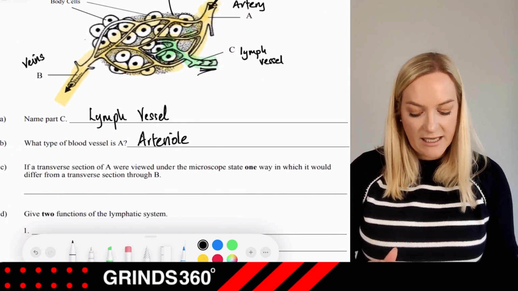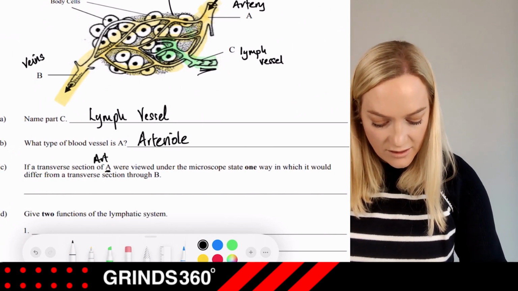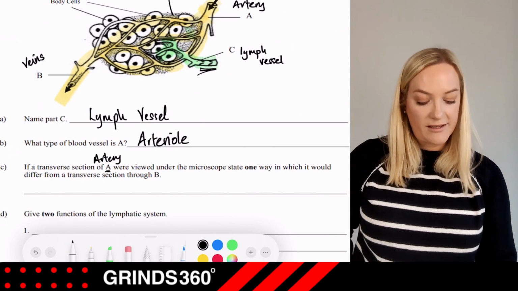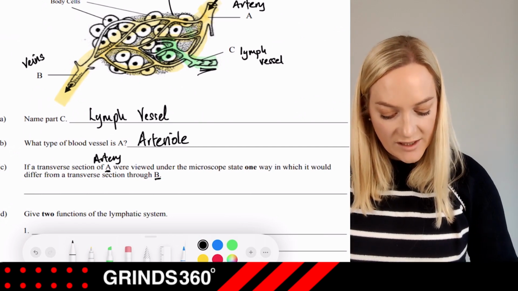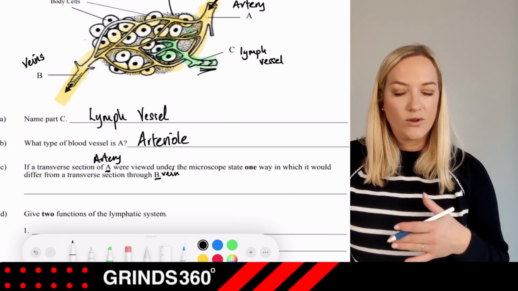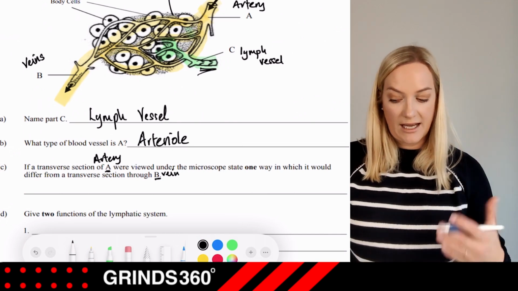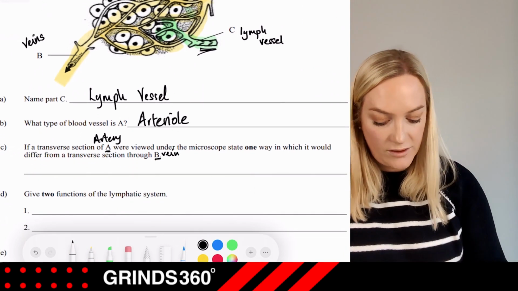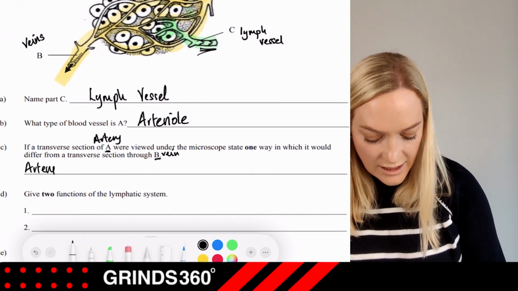So the transverse section of A, which we said was our artery, were viewed on the microscope, state one way in which it would differ from the transverse section of B, which we said is our vein. So the main one structurally is your artery has no valves, your vein has valves. So that's one. So artery has no valves.